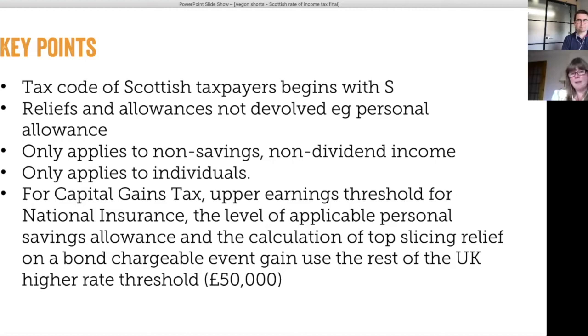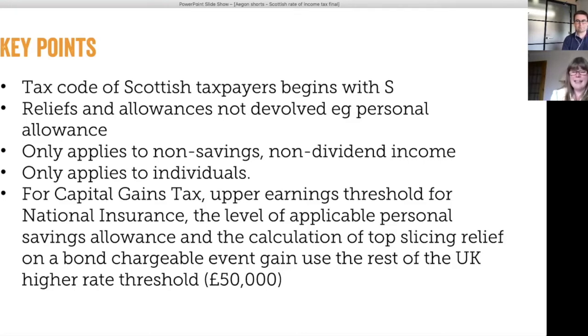So for example, if it was a bare trust and the trustees had invested in a rental property and there was rental income being generated, then the beneficiary under the bare trust would be subject to the Scottish rate of income tax if they were a Scottish taxpayer. Same would apply if it's an interest in possession trust.